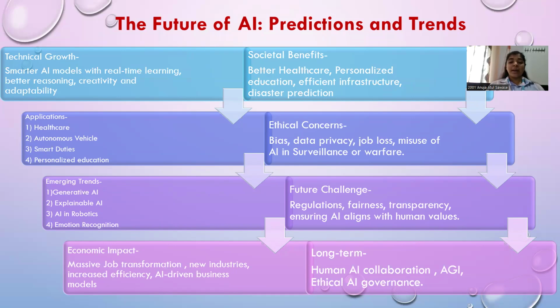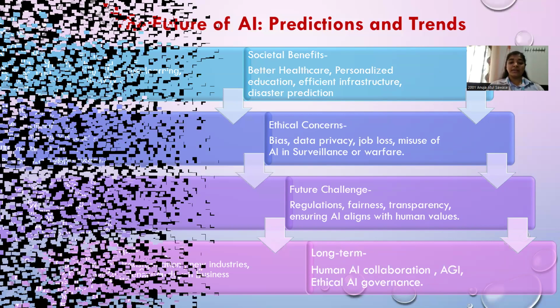Ethical concerns: bias, data privacy, job loss, and misuse of AI in surveillance or welfare. Future challenges: regulations, fairness, transparency, and ensuring AI aligns with human values. Long term: human-AI collaboration, AGI, and ethical AI governance.